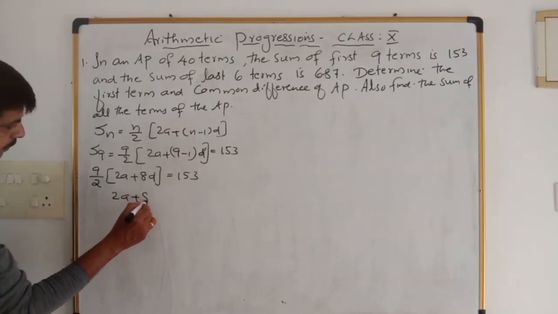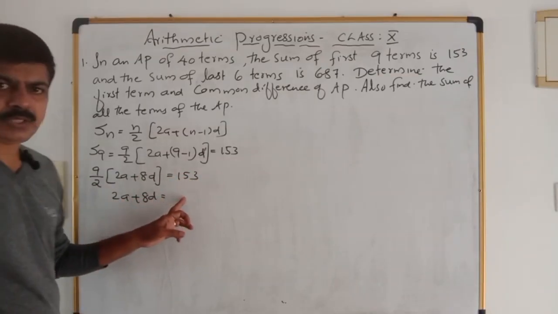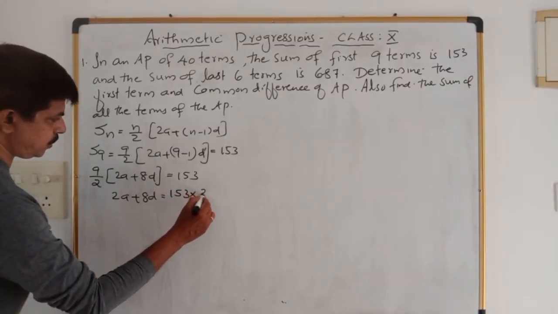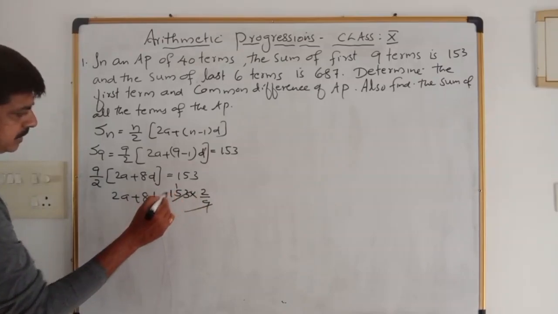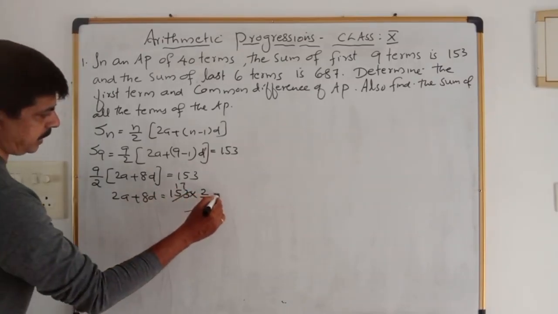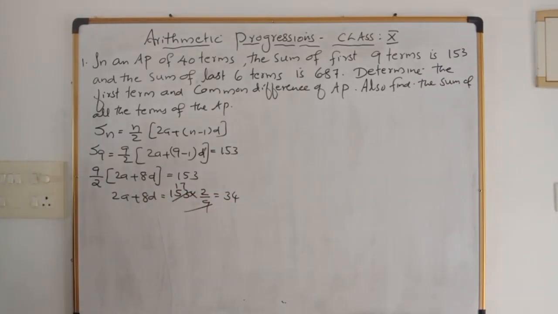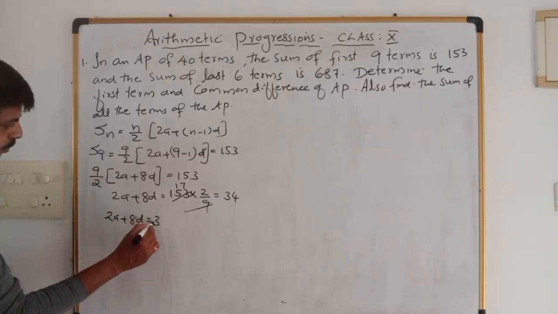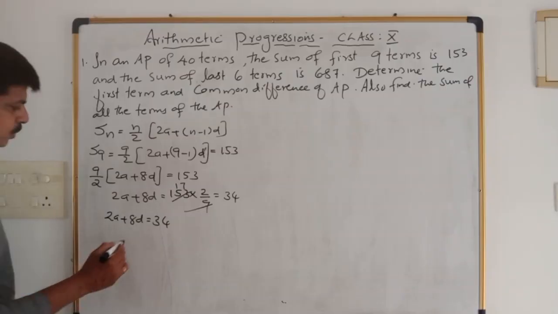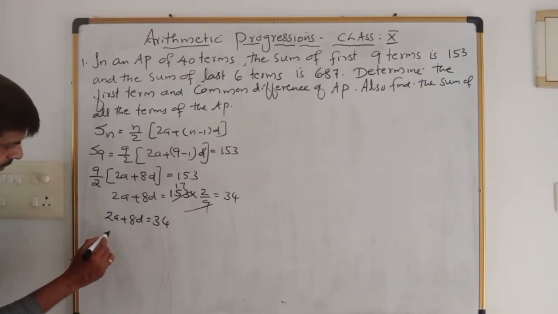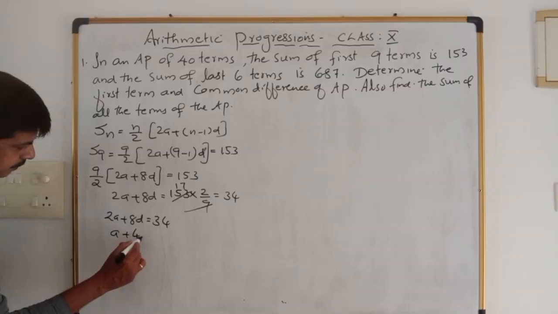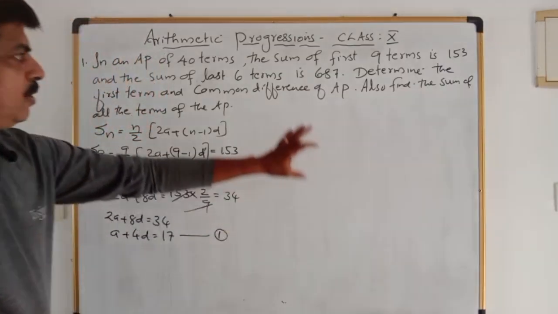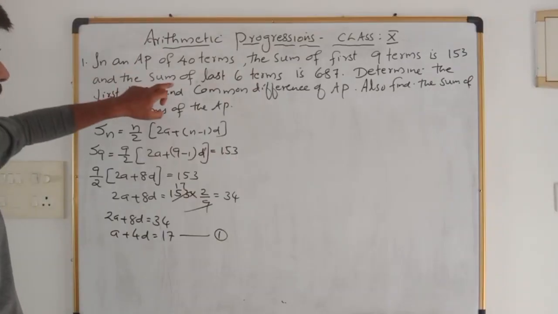So 2a plus 8d is equal to 153 into 2 by 9, taking the reciprocal of 9 by 2. So 9 cancels, and 9 times 17 is 153, so 17 into 2 is 34. We got the first equation: 2a plus 8d is equal to 34. Simplifying this, a plus 4d is equal to 17. This is equation 1.